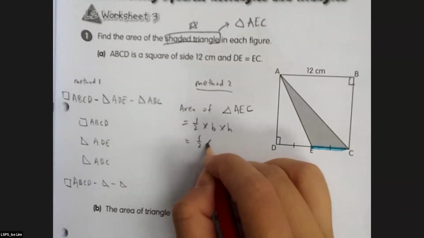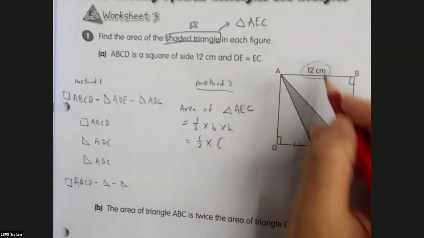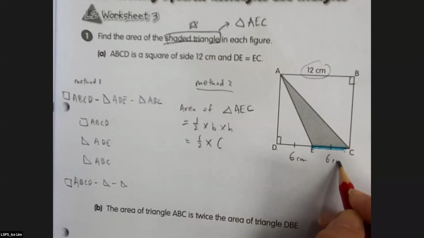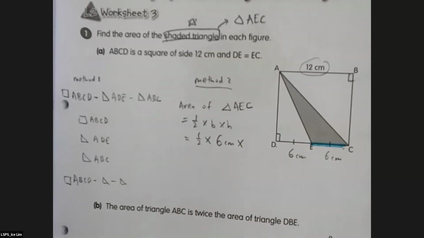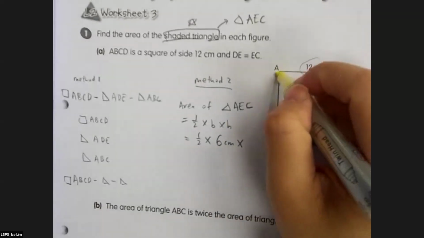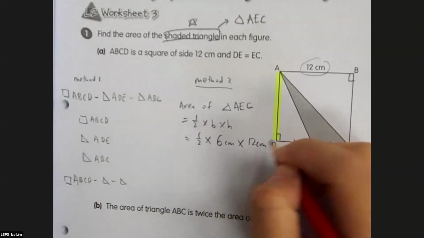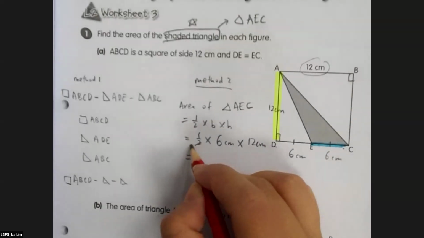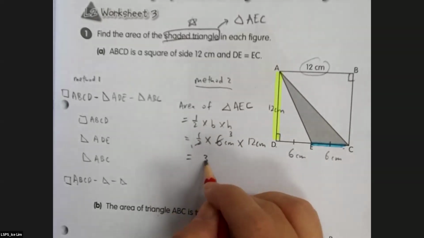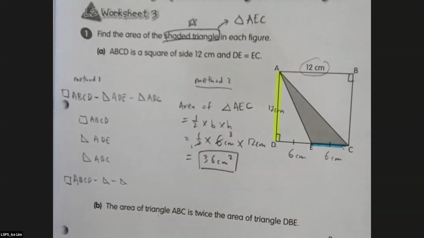So half times base. If AB is 12, then this will be 6 centimeters. And then the corresponding height will be AD, which is 12 centimeters, because that's the square. So as a result, I can already do it very quickly, simplifying: 3 times 12 is 36 square centimeters. Finish. 1 step.